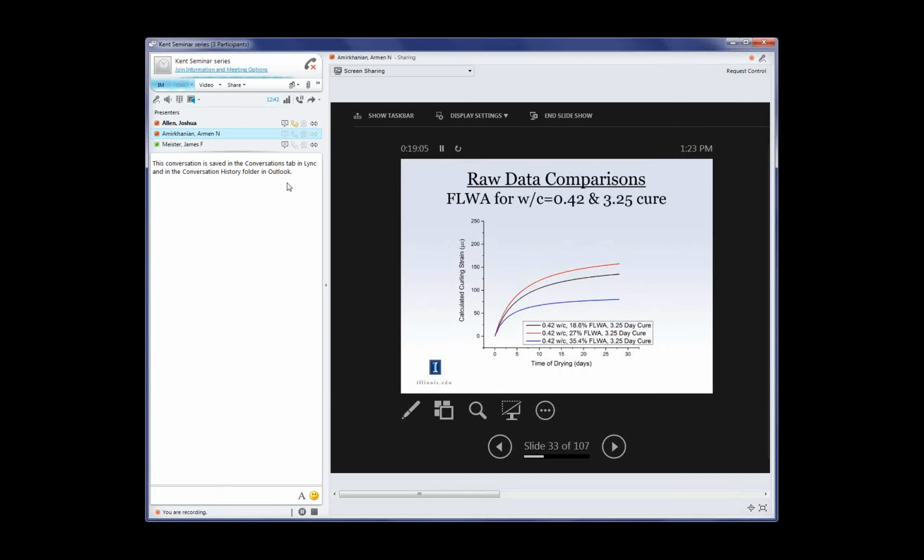And finally, another comparison, changing just the lightweight content. And it's not exactly a nice linear trend. It seems that at low to moderate lightweight contents for this water cement ratio and curing duration, you get similar curling, but as you increase past some critical value, you get a significantly less amount of curling. So all this is very complicated because we have three changing variables.